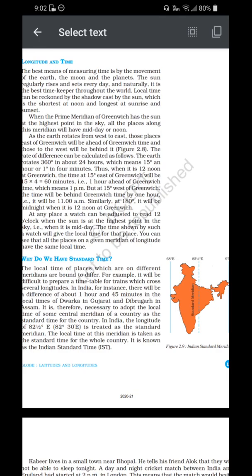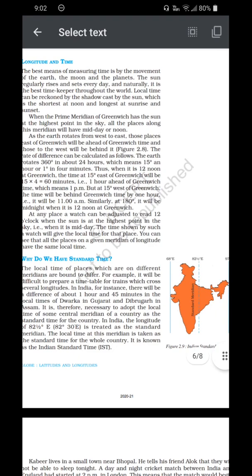The earth rotates 360 degrees in about 24 hours, which means 15 degrees an hour or 1 degree in 4 minutes. Thus, when it is 12 noon at Greenwich, the time at 15 degrees east of Greenwich will be 15 into 4 is equal to 60 minutes. That is 1 hour ahead of Greenwich time, which means 1 pm. But at 15 degrees west of Greenwich, the time will be behind Greenwich time by 1 hour. That is, it will be 11 am. Similarly, at 180 degrees, it will be midnight when it is 12 noon at Greenwich.